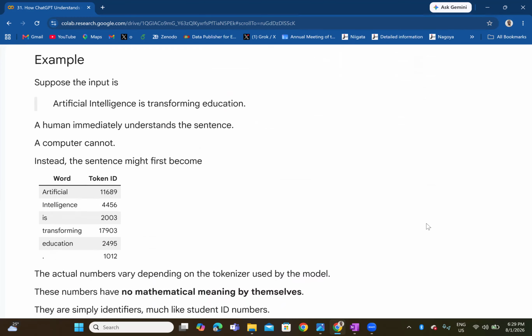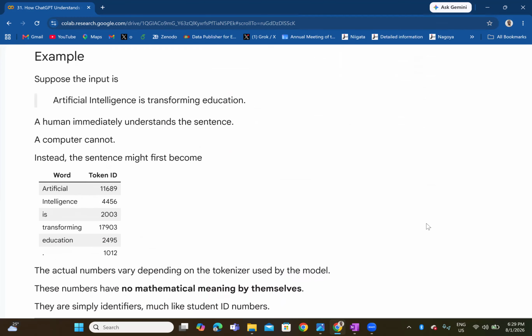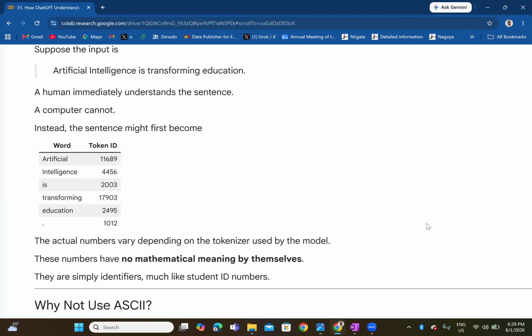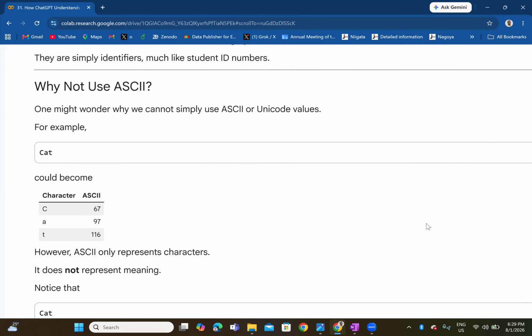Example: suppose the input is "artificial intelligence is transforming education," if that's what you input into the computer. A human immediately understands the sentence, but a computer cannot. Instead, the sentence might first become: artificial with token ID 11689, intelligence 4456, is 2003, transforming 17903, education 2495, full stop 1012. The actual numbers vary depending on the tokenizer used by the model. So the tokenizer gives a token ID to the words broken down. These numbers have no mathematical meaning by themselves. They are simply identifiers, much like a student identity number. If you want to identify students in a large school, the identity number is what helps you.